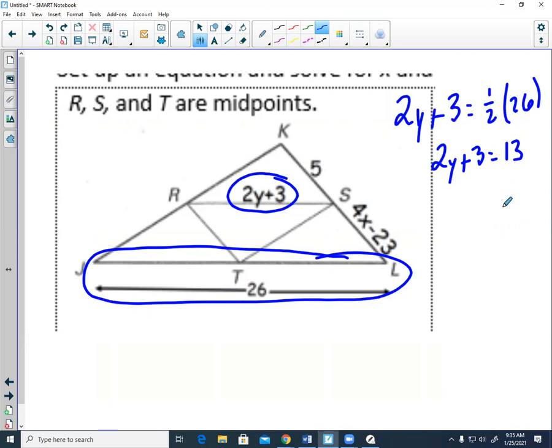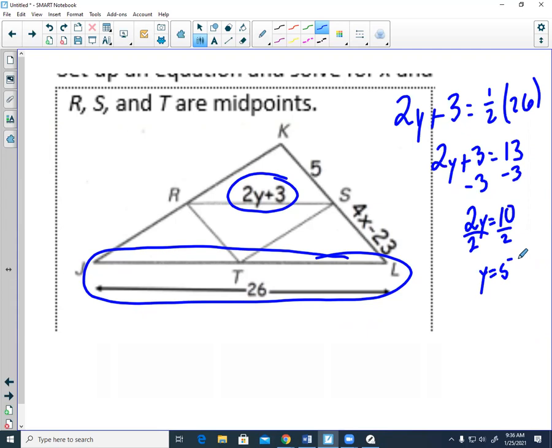So when we solve that algebra equation, we subtract 3. So we get 2y equals 10. Divide by 2, divide by 2, so I get y equals 5. Is it important for later? No, it just asks us to solve for x and y. At the top of this page, it should say solve for x and y. Okay, so that's what we do for y.